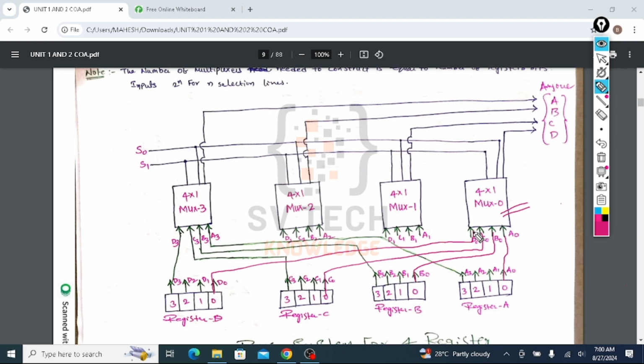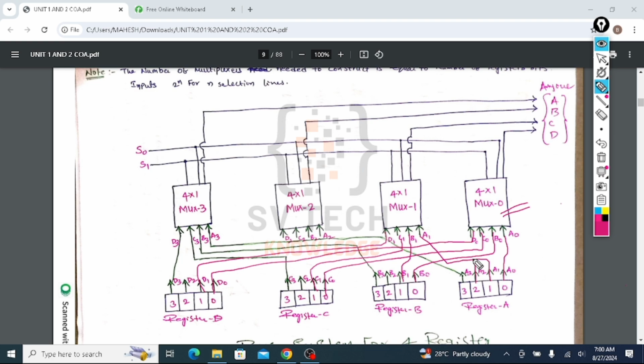If you go to the second multiplexer, every second bit of my registers will be connected to the second multiplexer. So A1 will be connected to multiplexer 1, and B1, C1 and D1 will likewise be connected to multiplexer 1. This is the story of my second bit.